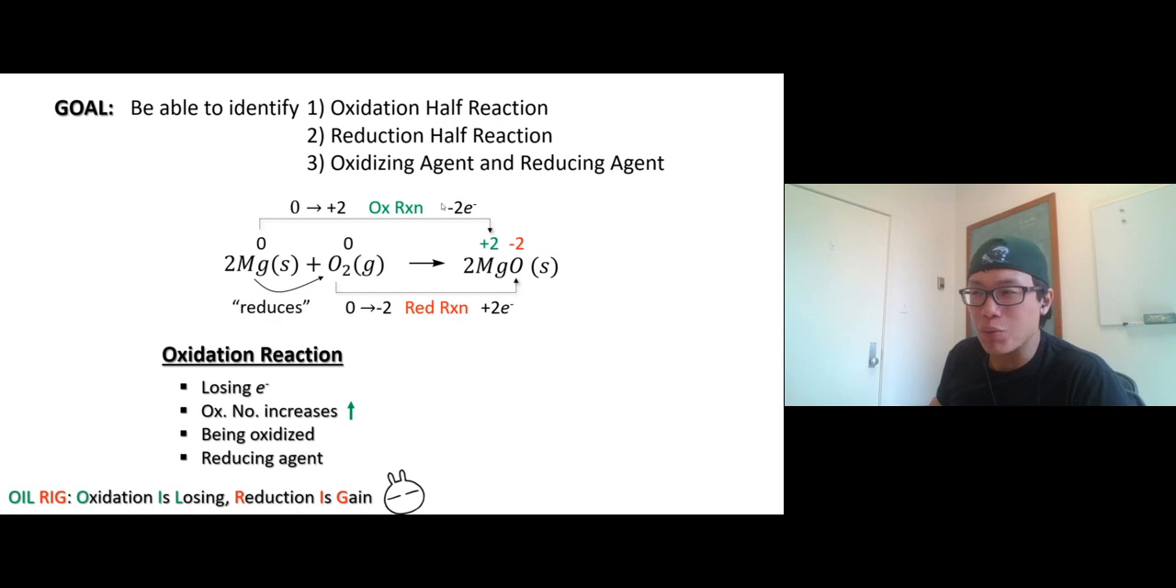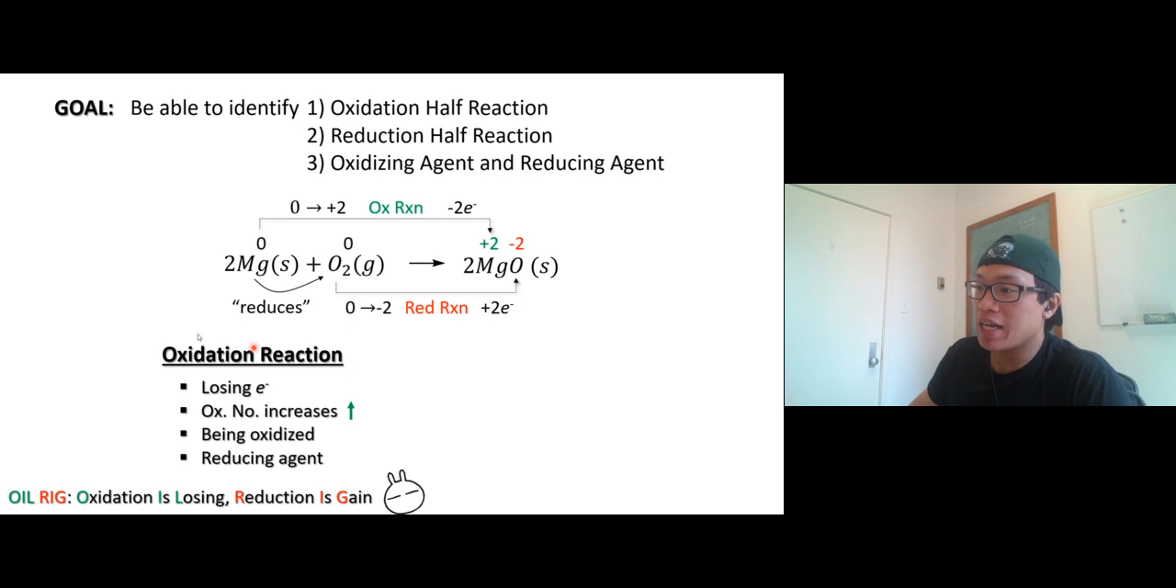People are like, what? Hold on, what's going on here? Well, we call magnesium a reducing agent because if you look at the oxygen, the oxygen undergoes a reduction reaction. By itself it's not going to undergo reduction; it gains electrons and the oxidation number decreases by 2. Someone else has to make it happen. Who does? Magnesium. So magnesium makes oxygen undergo reduction, and we call magnesium a reducing agent. That's on the oxidation reaction side.